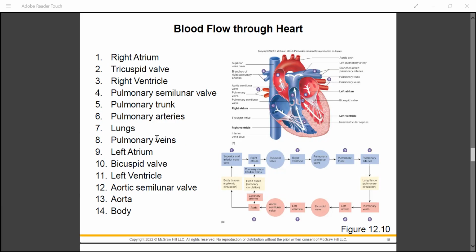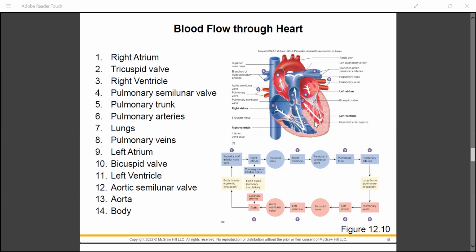So now we have oxygenated blood flowing through the pulmonary veins, and that's how we get to our left side. So those pulmonary veins are going to empty into our left atrium. Our left atrium is going to be a storage center of blood before it goes into the left ventricle. And so we pass through our bicuspid or mitral valve to fill the left ventricle.